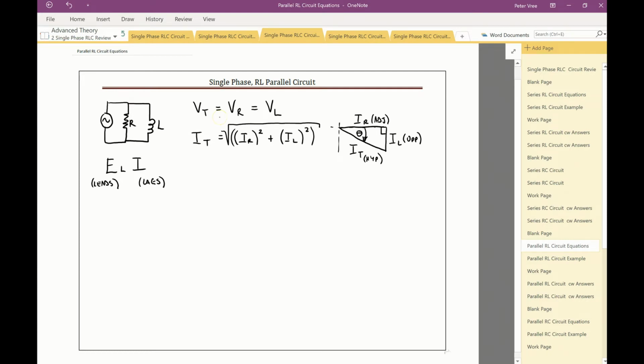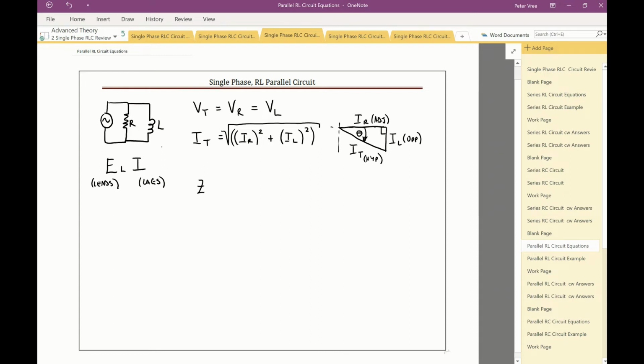So we've got voltage, current, and now we've got impedance. Impedance is the combination of the resistance and the inductive reactance in the circuit. Again, this component has physical resistance, and this one has XL, which is inductive reactance.